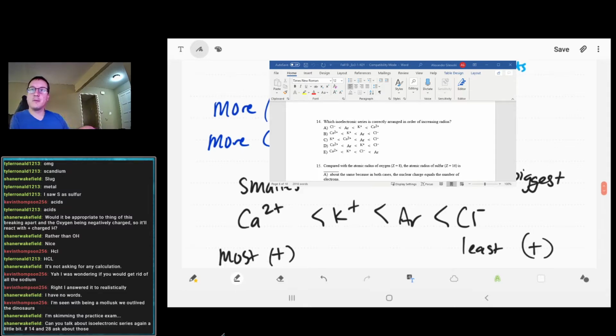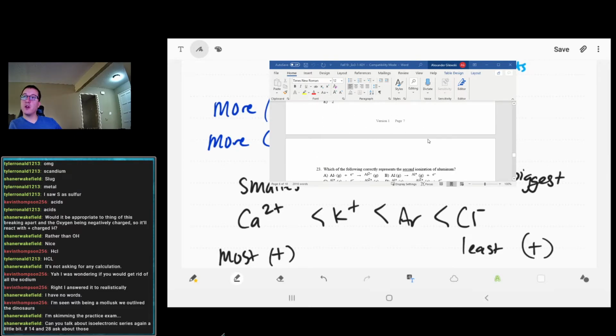So just remember, more protons means more pulling of electrons. The more pulling you have, the tighter things are going to be. So you're going to have a smaller atom. Okay, and then you want to do 28 as well.